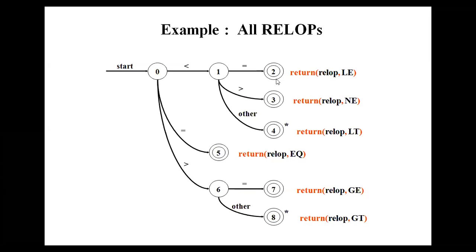And are you all clear about the representation of relational operators in the form of a finite state machine, what it means and the transition diagram?